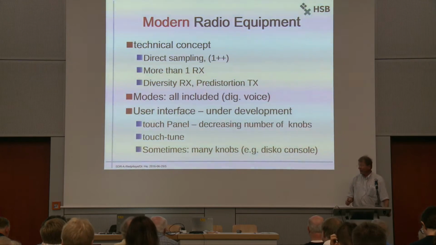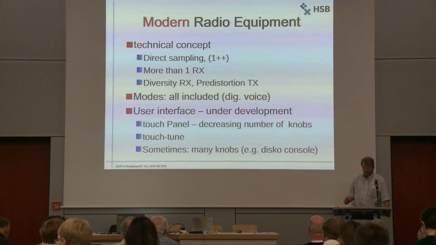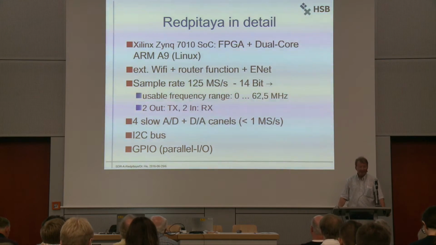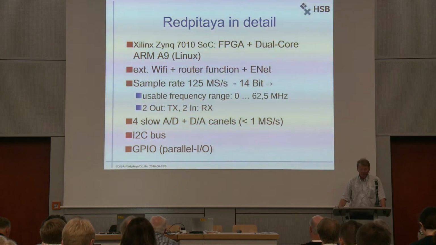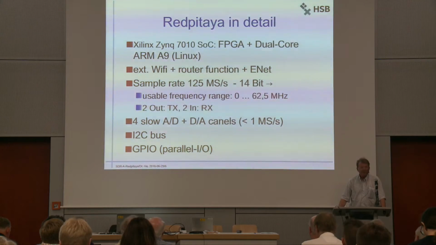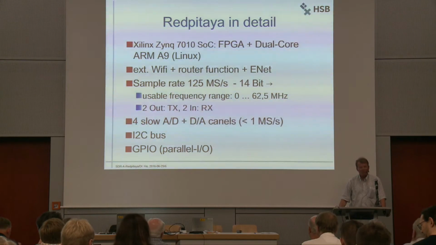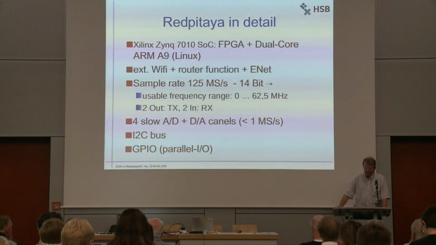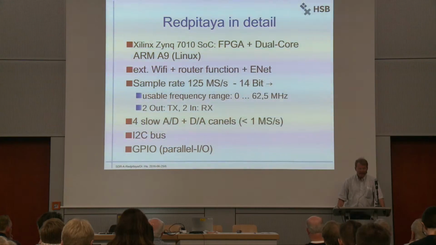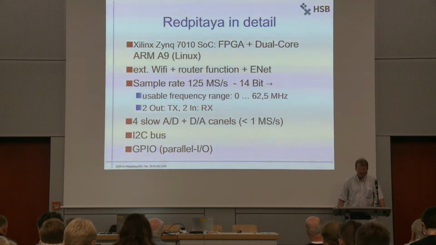So let us have a look if we can obtain this. The Red-Pitaya in detail is, first, a short step. It's a Xilinx FPGA, the Zynq series 7010. It's a system on a chip. This means an FPGA, a field programmable gate array with more than 10,000s or 100,000s of gates, and a dual core ARM A9 which can be driven by Linux. This is a very efficient concept.